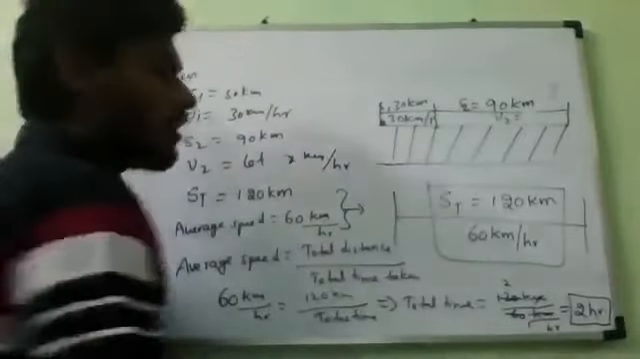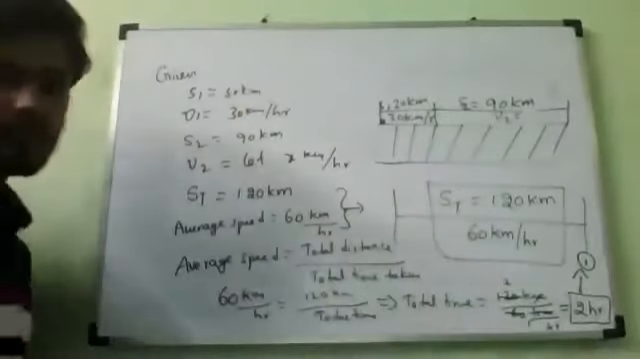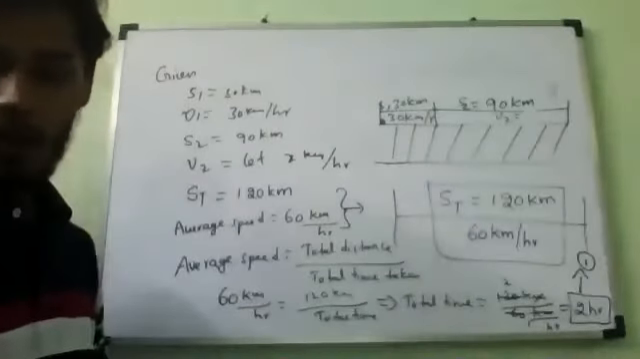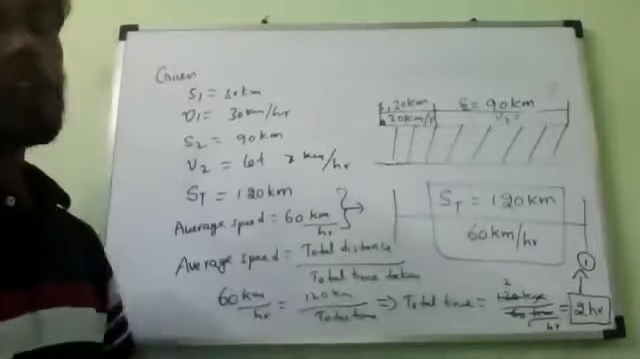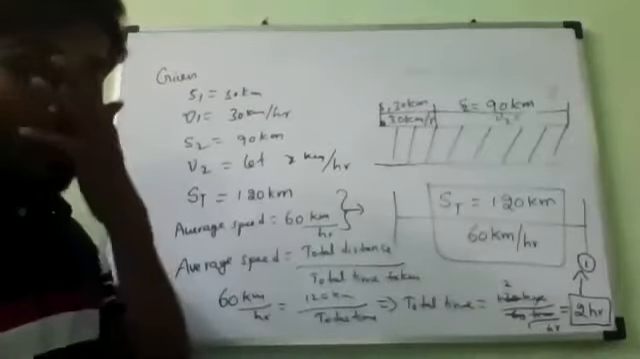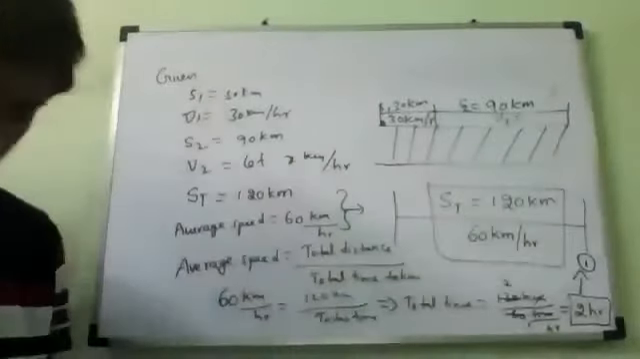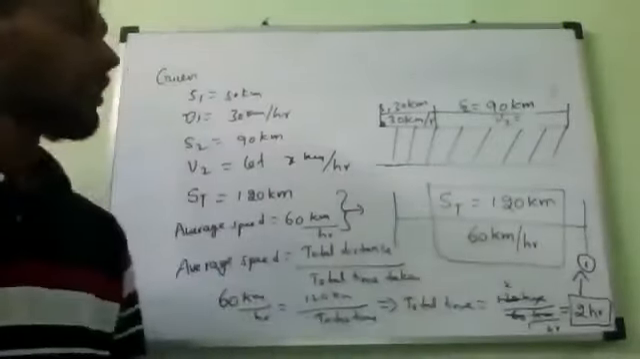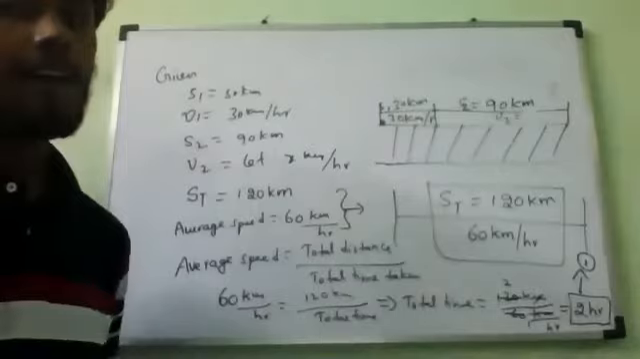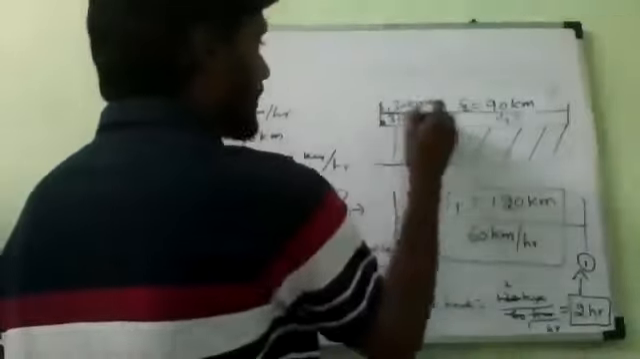No, sir. Clear? So now please mark it as equation number 1. Now total time is equal to how much? From here to here, total time taken is 2 hours.